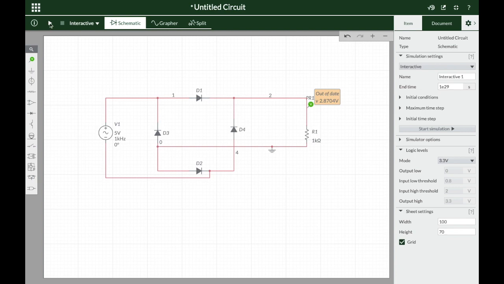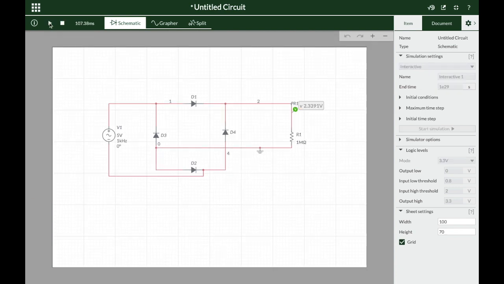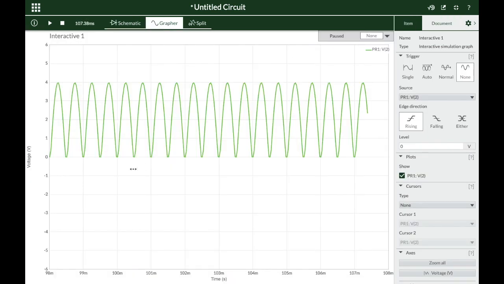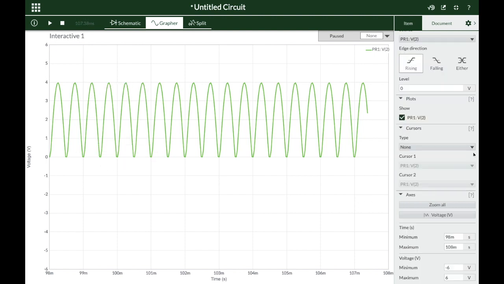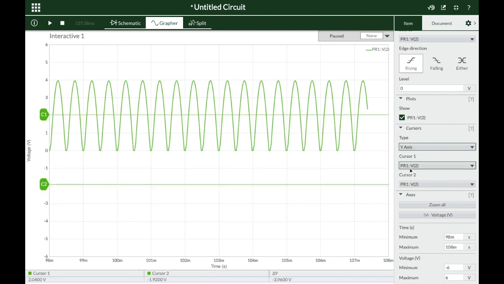Let us run the simulation once again. I stop the simulation and come to grapher mode. You can see the peak to peak. Now to measure the peak to peak, we can use two cursors. We are taking cursors along y-axis. So I have selected two cursors. I'll keep C2 on the upper side, coinciding with the upper peaks.